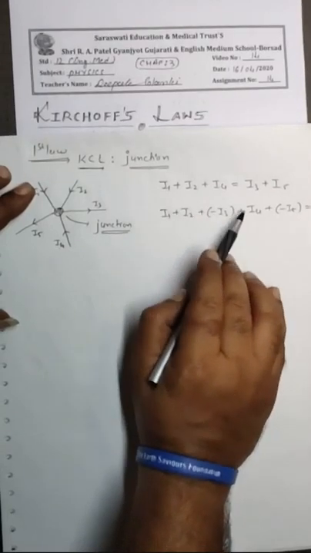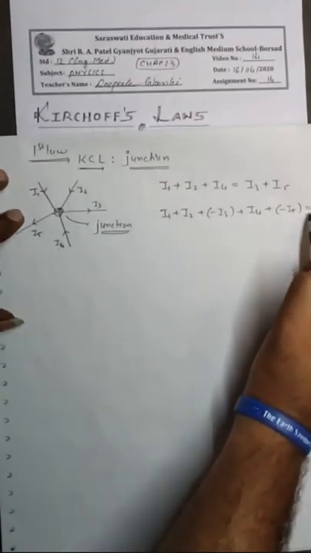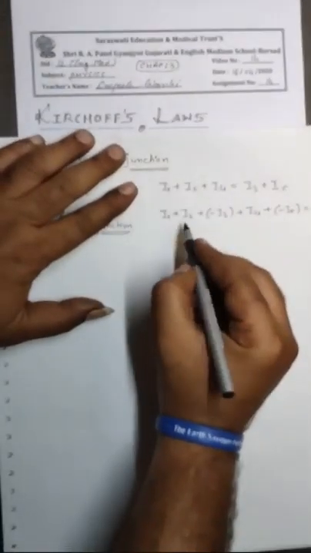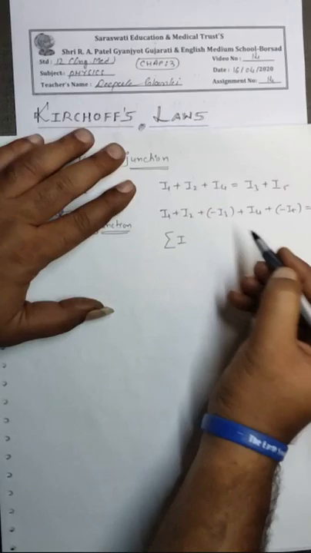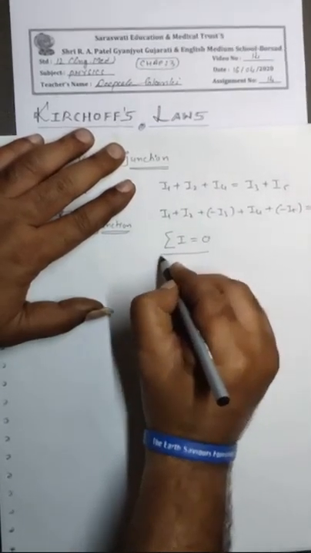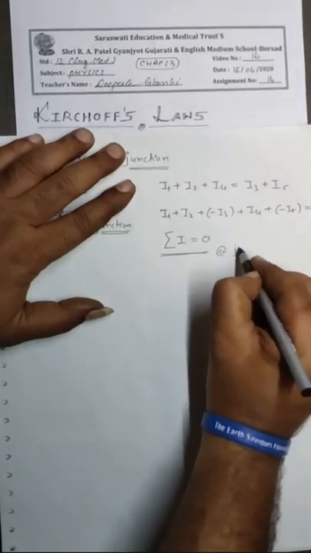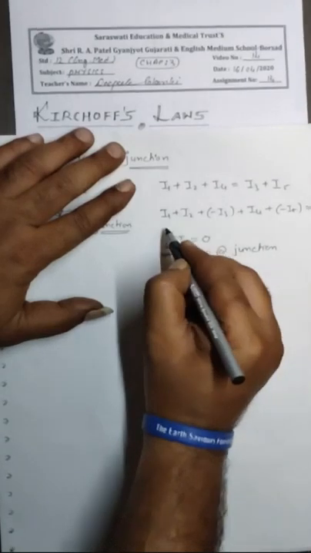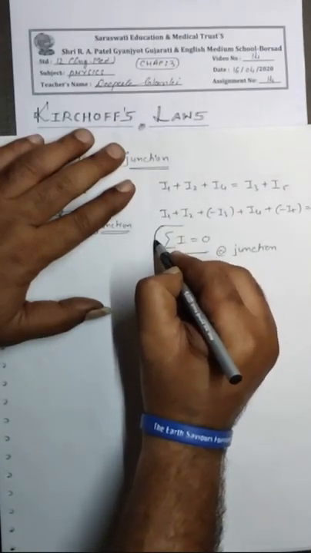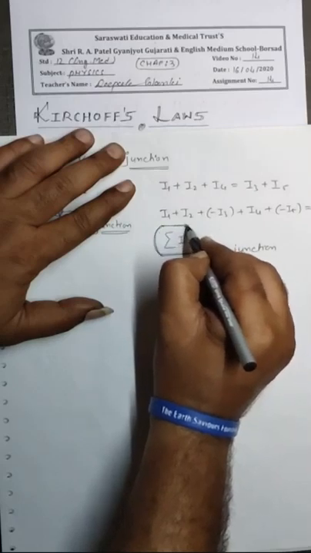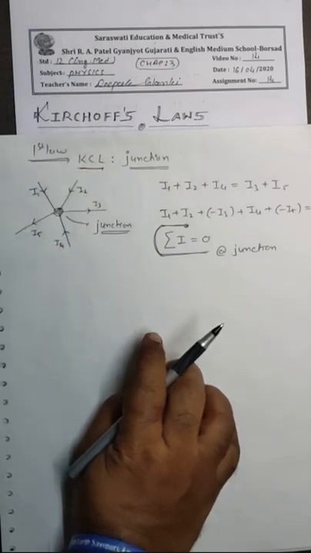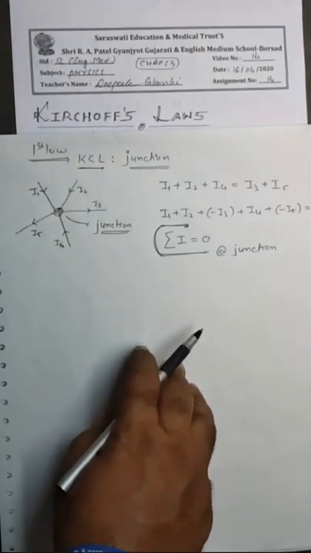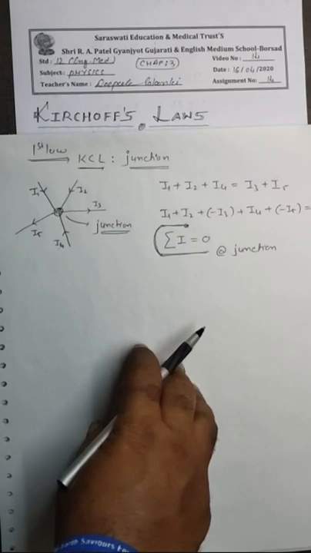Here you can say that the algebraic sum of all the electric currents at the junction is 0. In symbolic form, the algebraic sum of electric current is 0 at the junction. So this is the mathematical expression of Kirchhoff's first law, which is also known as the current law. From this equation we can write the statement of Kirchhoff's first law.